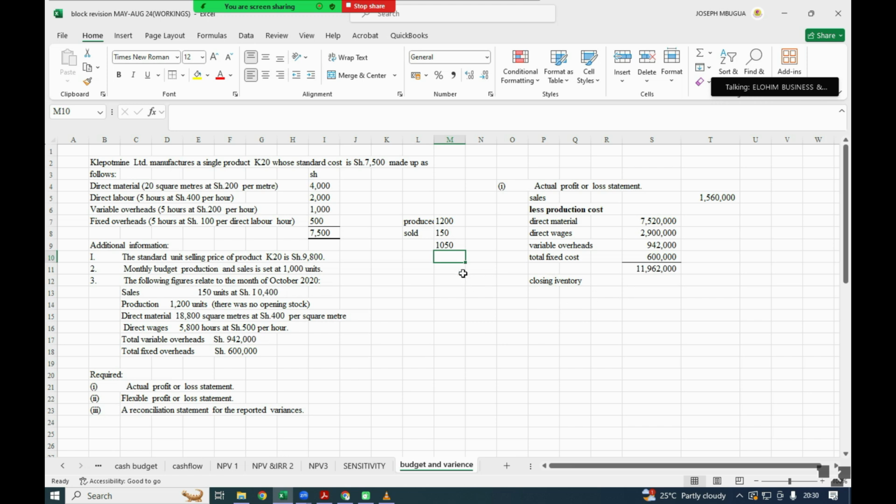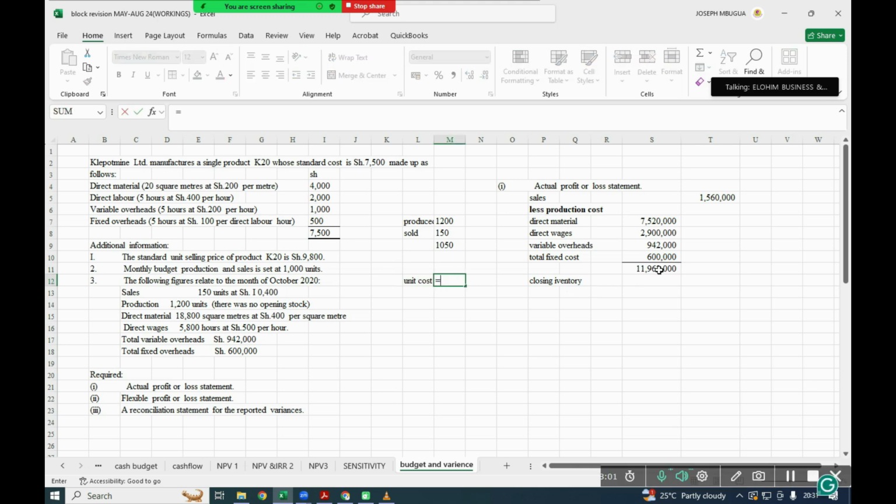And therefore here 1,050 will be closing, and this closing inventory is normally valued at the unit cost. We have a unit cost here, this one. So it will be our unit cost. The unit cost will be the total production cost, which is 962,000. We divide by the actual production, what we produced, the units, which was 1,200.